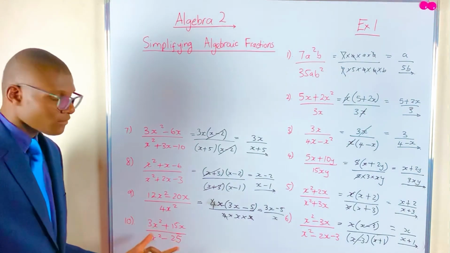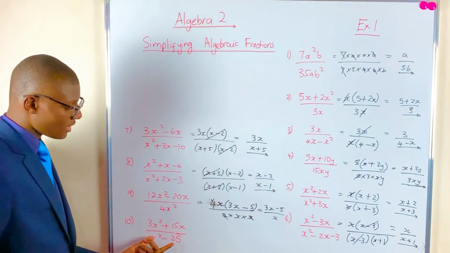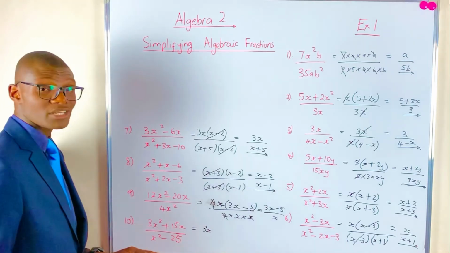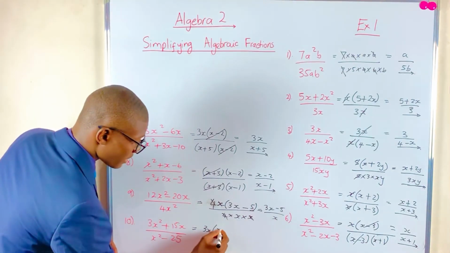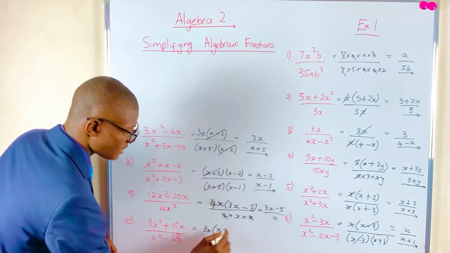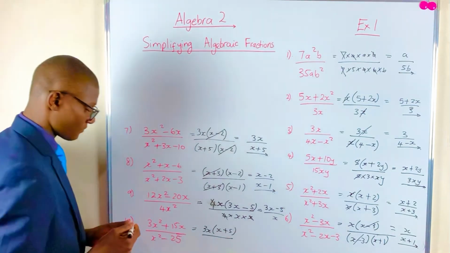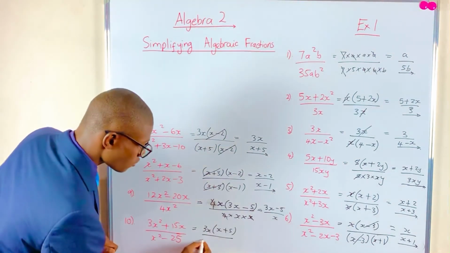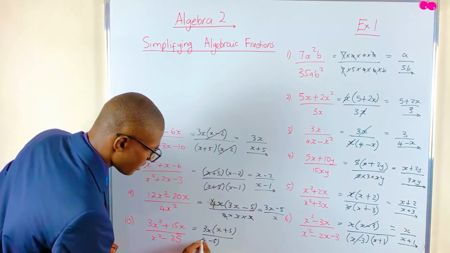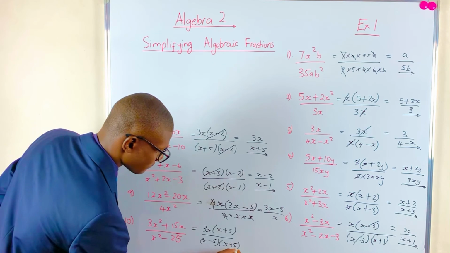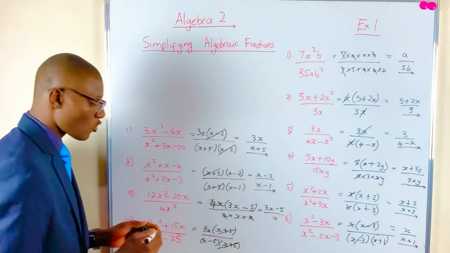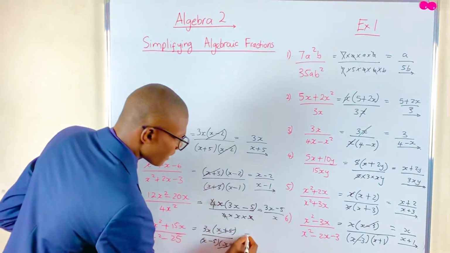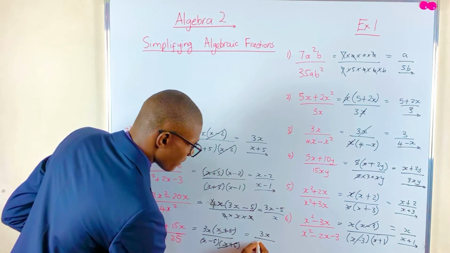Number 10, factorizing the denominator, we can factor out 3x in the numerator. So in the numerator, factoring out 3x into 3x squared, you get an x, then plus 3x into 15x, you get a 5. Then over x squared minus 25. This is difference of two squares. So with difference of two squares, you know that we'll be having x minus 5 times x plus 5. Then we see that x plus 5 is common in both the numerator and the denominator. So we cancel those out, such that the final answer will be 3x over x minus 5.